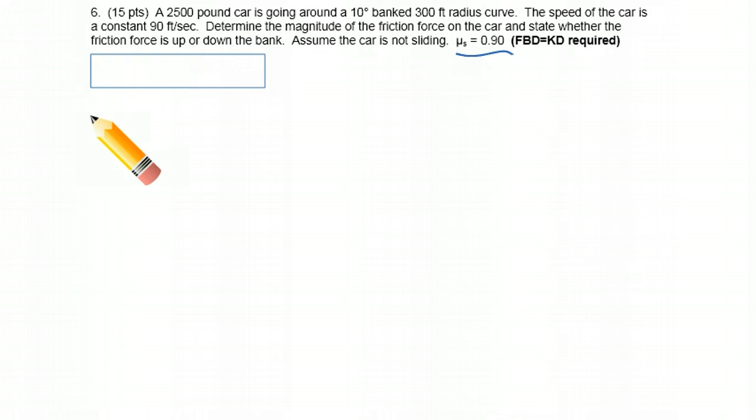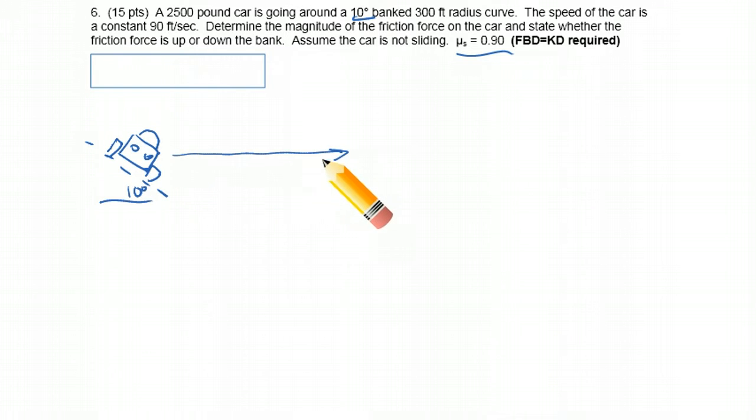Oh my, so let's draw a head-on view. Here's my track, with a 10-degree bank. Sometimes it helps to draw a little bit of detail to show that we're coming head on. Not much of a car. A couple of keys here: we know it's a 300-foot radius curve, so that's a horizontal distance.